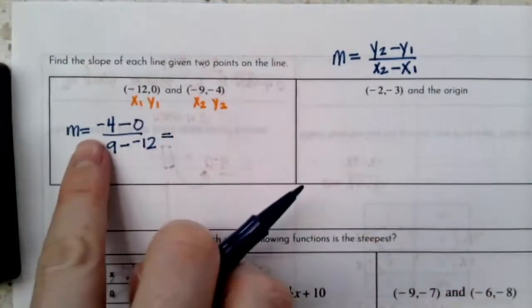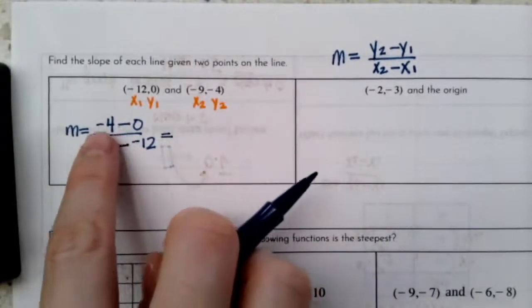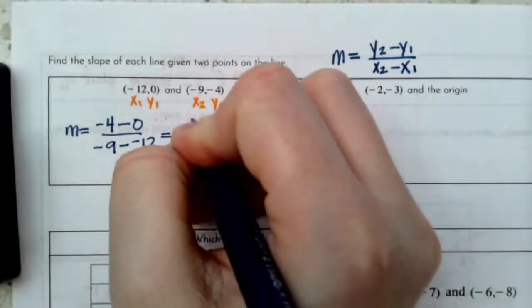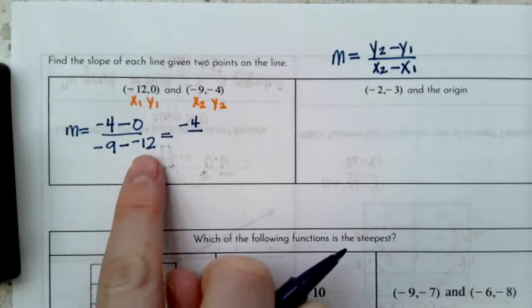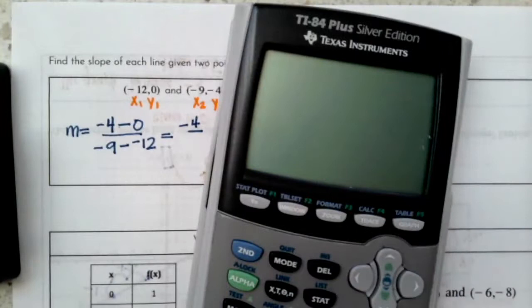Then you're going to want to simplify the numerator and then the denominator separately. So -4 minus 0 is still just -4. And then -9 minus -12 is -9 plus 12. Or I can just type this in a calculator. And that gives us 3.